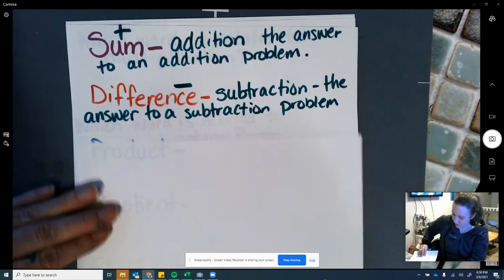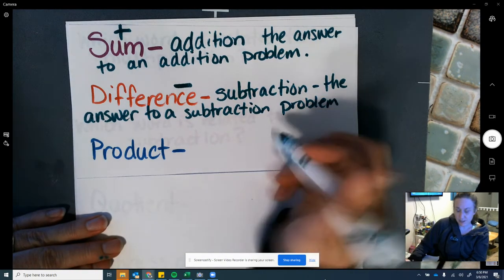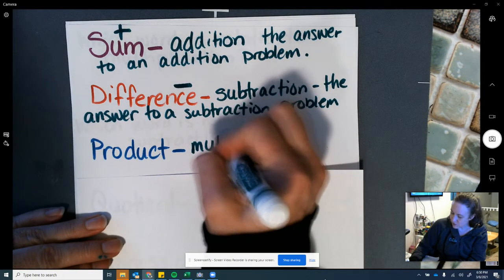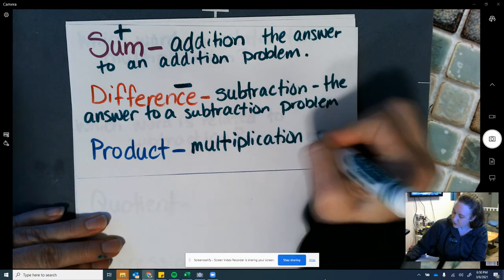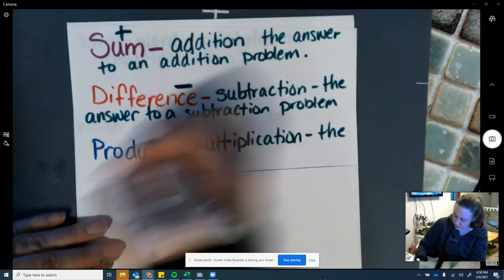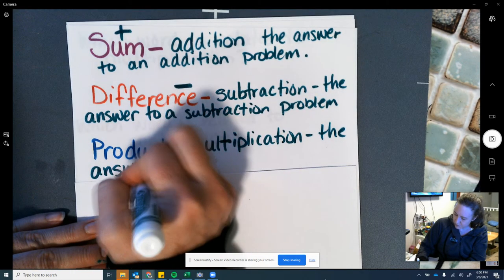All right. The word product is related to multiplication. It also means the answer to a multiplication problem.